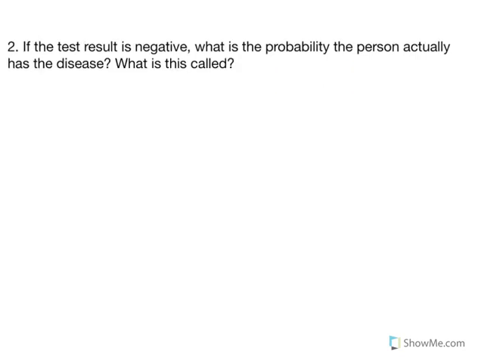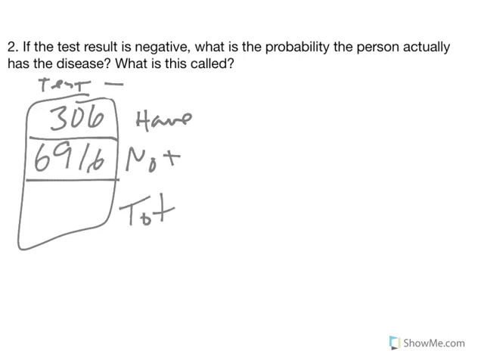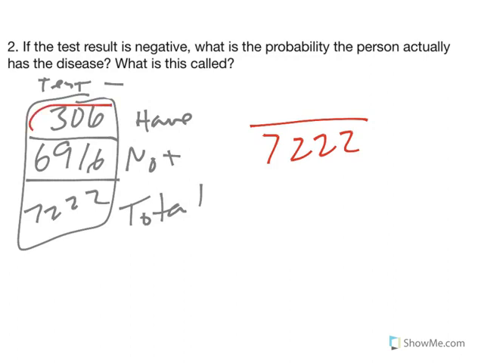In number 2, if the test result is negative, so now I'm looking at the test negative line. So those that have it are on top, right? I'm just pulling this from your table. The nots are in the middle, the 6916, and then we've got our total, which is 7222. So we know our denominator will be 7222. What's the probability the person actually has it? That's the 306 in the top. So 306 divided by 7222 gives me 0.042.